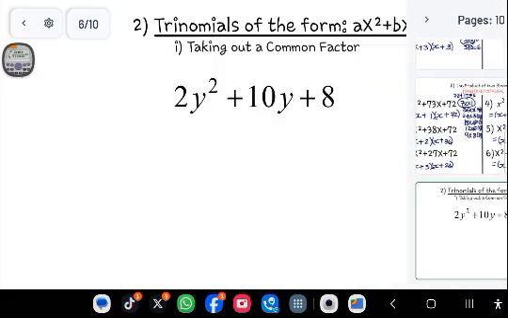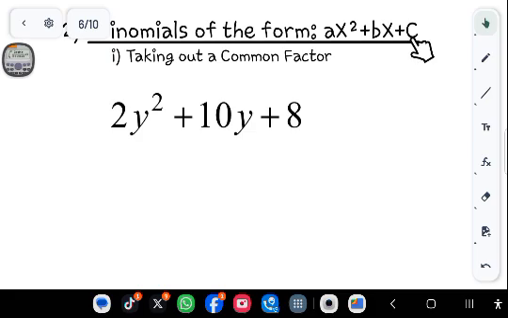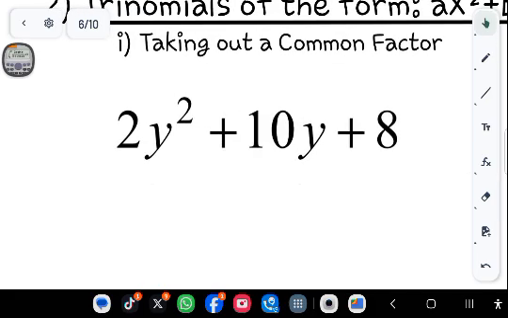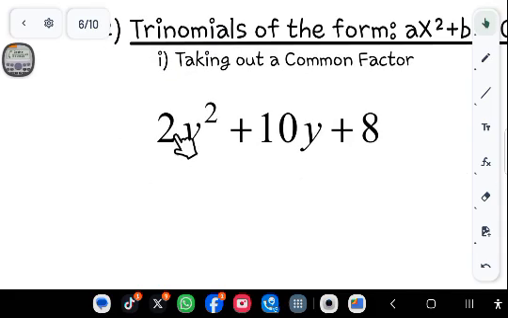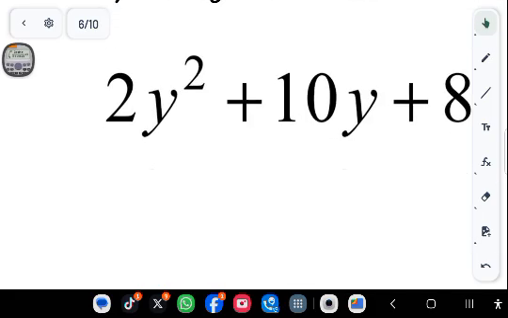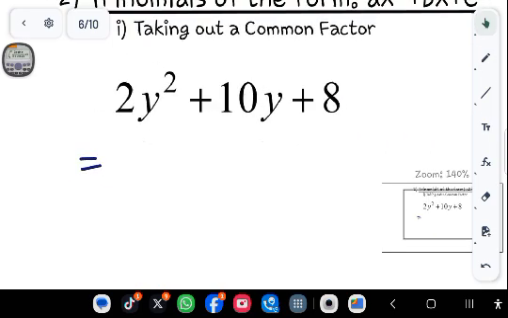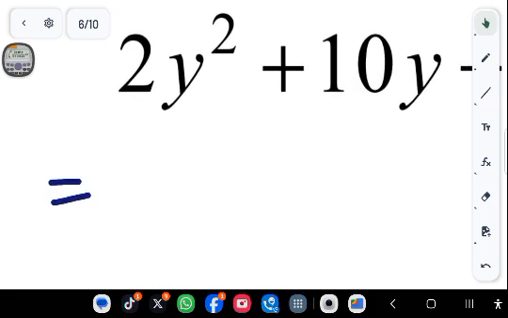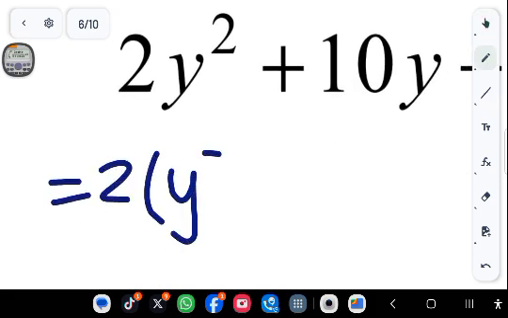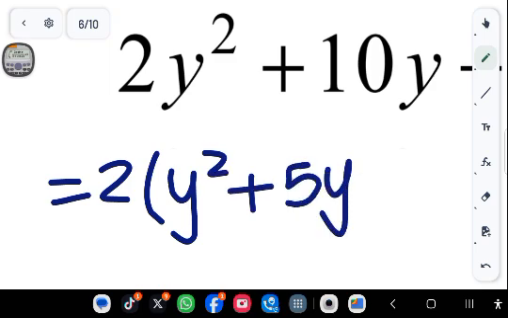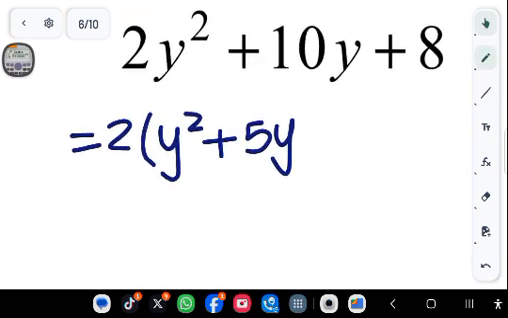Next, let's look at trinomials of the form ax squared plus bx plus c. What happens when the coefficient of your x squared, or y squared in this case, is not 1 but 2 or some other number? You check if you can take out a common factor first. So we take out the common factor here, and the common factor for 2, 10, and 8 is 2. That leaves us with y squared plus 5y plus 4. Just double check: when you multiply out, you should get back to the original.